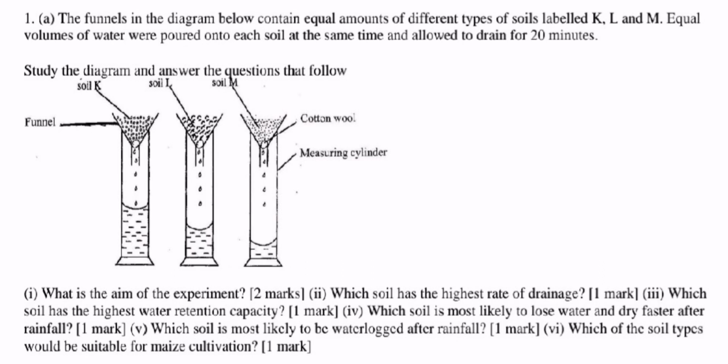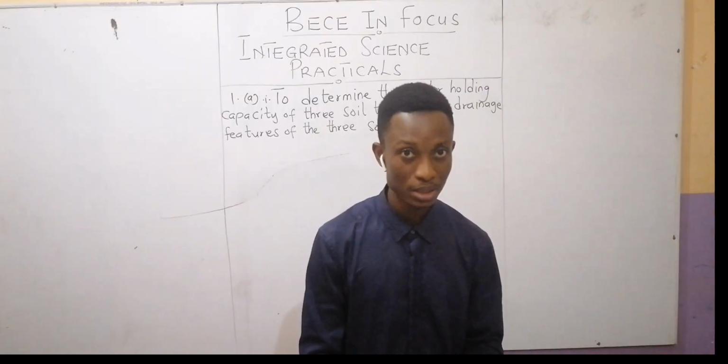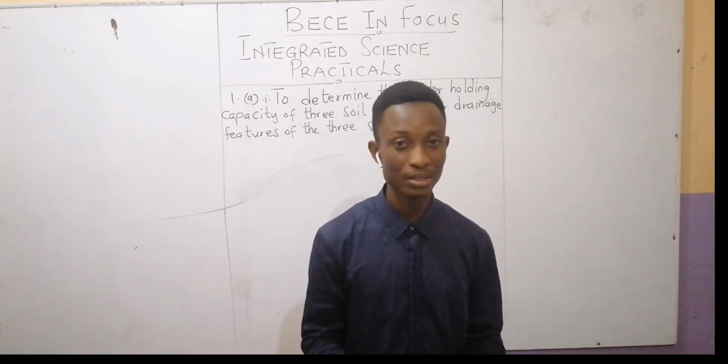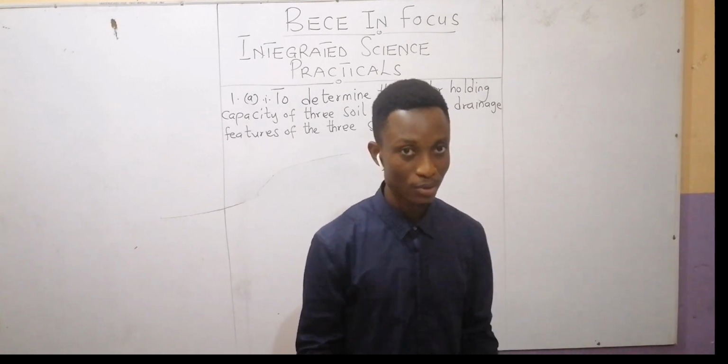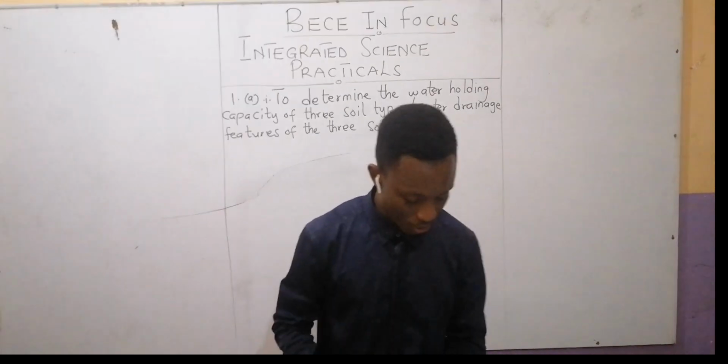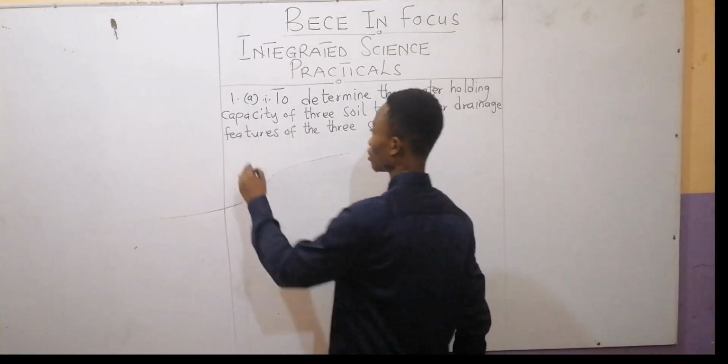Soil K. Why is it soil K? It is soil K because when you look at the water that is found in the measuring cylinder, it has quite a higher volume compared to the other ones. So it means that with that, the water drains faster. The water is released so fast. So the answer to II is soil K.